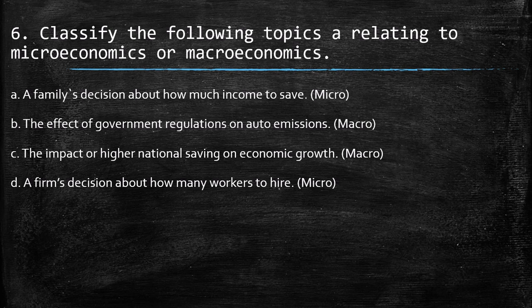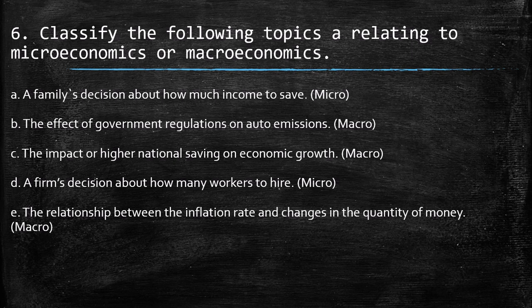A firm's decision about how many workers to hire. Even if there is a big company which has a big impact in the country, when we are talking about firms we are talking more about microeconomics. Remember that we have the circular flow, with the households and firms. This is more analysis in microeconomics. The relationship between the inflation rate and changes in the quantity of money. So we are talking more about macro. Again, macro: one of its interests could be the inflation rate and the quantity of money in the economy.